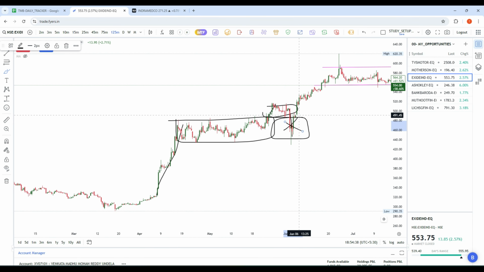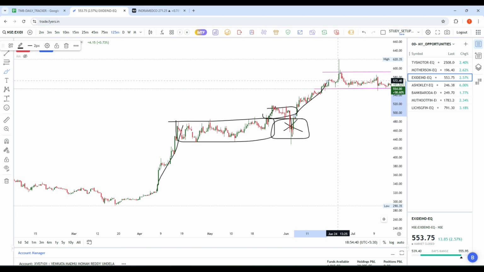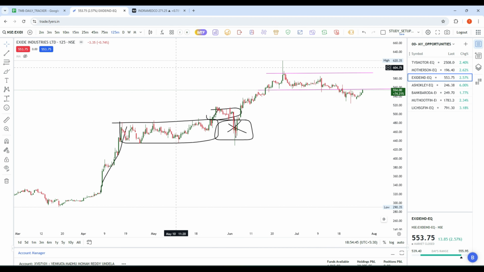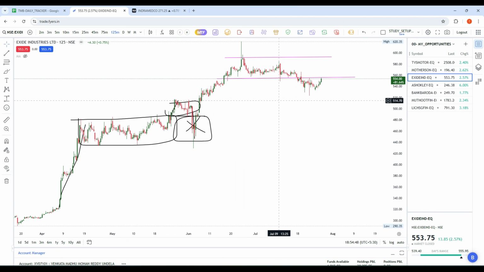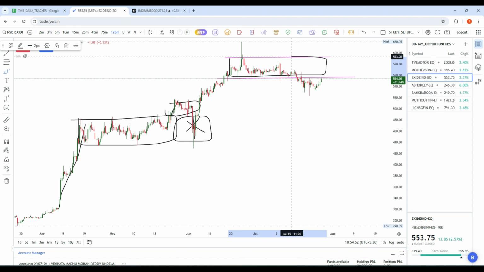Then extreme move. Okay, after the extreme move, now the same behavior we are seeing here. Okay, it had some good consolidation, but breakout happened. Now it is coming for the retest. When it comes for the retest, okay, this is the zone. There could be some stop losses. Same behavior we may see here, like Motherson. Okay, keep these two stocks with the same behavior.